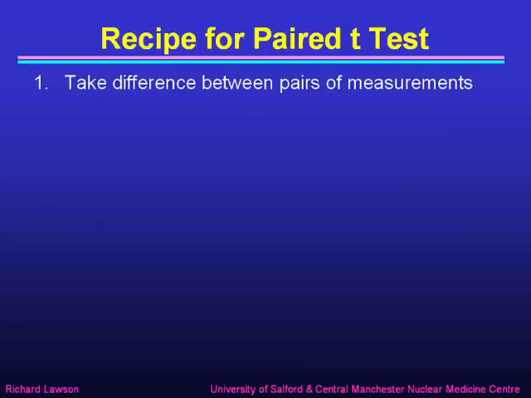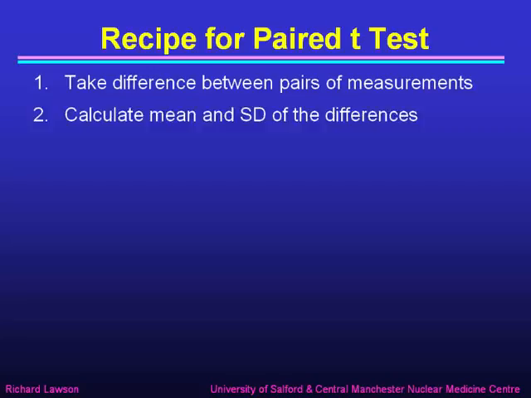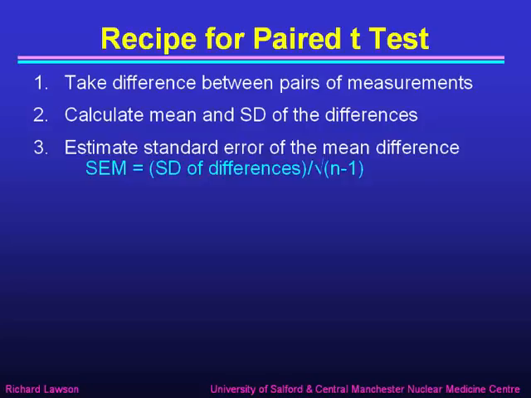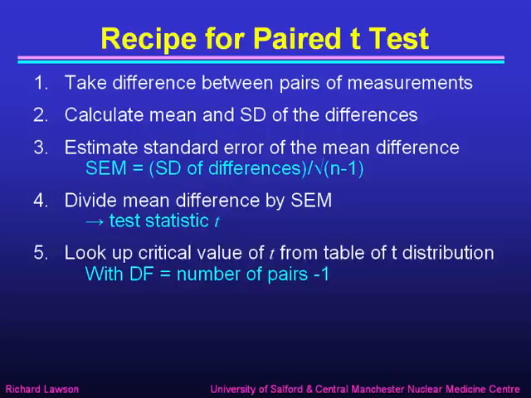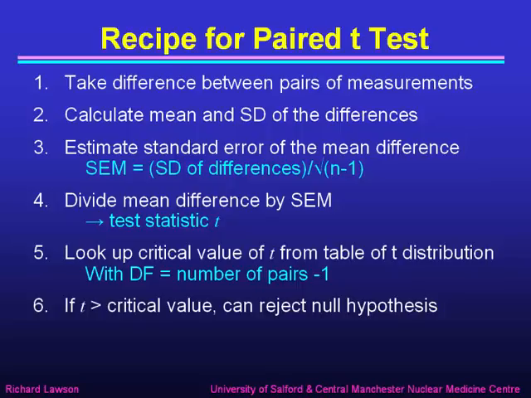So the recipe for the paired t-test is: first take the difference between the pairs of measurements, then calculate the mean and standard deviation of those differences, and estimate the standard error of the mean as the standard deviation of the differences divided by root n-1. Divide the mean difference by the standard error of the mean to give the test statistic t. Then we look up the critical value of t from the table of the t distribution with number of degrees of freedom equal to the number of pairs minus 1. And if t is greater than the critical value we've looked up, then we can reject the null hypothesis.